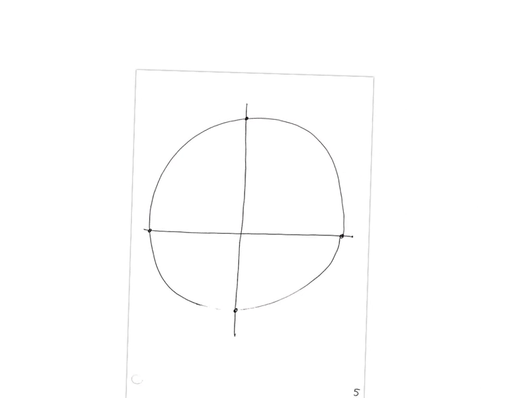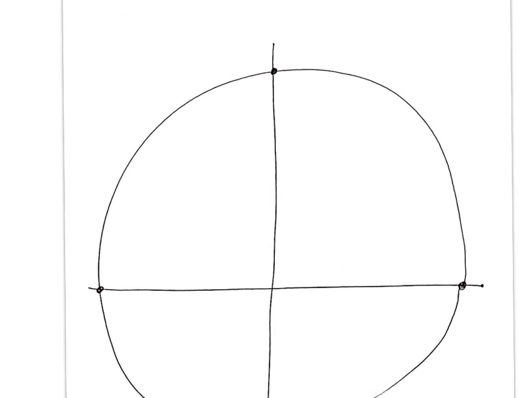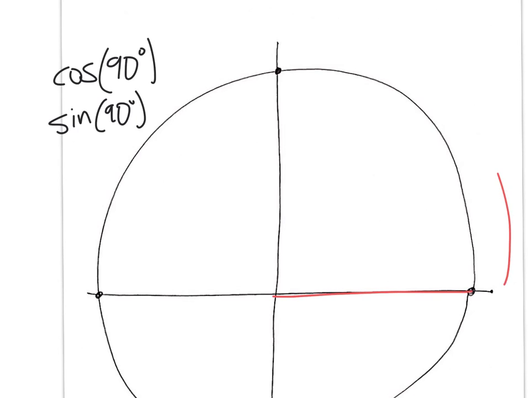Okay. Here's what I meant to say. Alright, so let's try. We're looking for the cosine and sine of 90 degrees. So, 90 degrees, we're starting from here and we're going in the counterclockwise direction, so the 90-degree angle ends up being here.